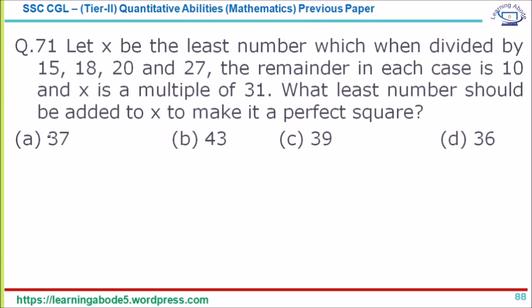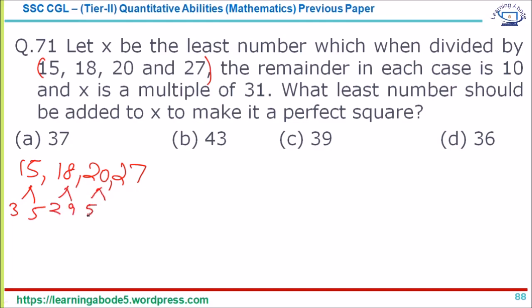let x be the least number which when divided by 15, 18, 20 and 27, the remainder in each case is 10 and x is a multiple of 31. See, first of all, if a number has to be exactly divisible by these four numbers, that has to be the LCM of these four numbers. So 15, 18, 20 and 27. When you want to take the LCM, this is 3 into 5 and this is like 2 into 9 and this is 5 into 4 and this is like 3 cube.